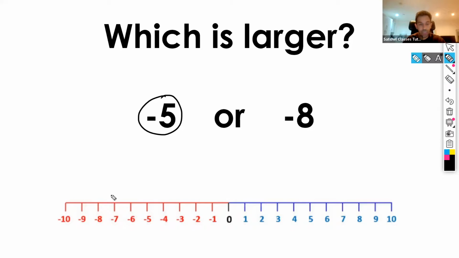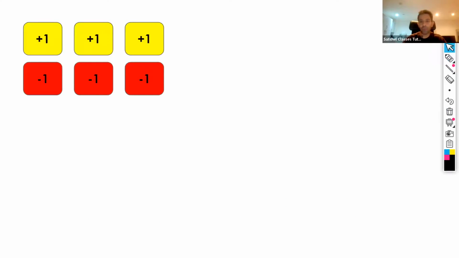So -8 is smaller than -5, or -5 is bigger than -8. So very, very important we understand this in relation to our number line. Okay, so now let's have a go at some examples here.